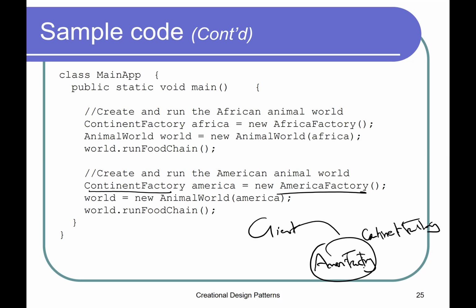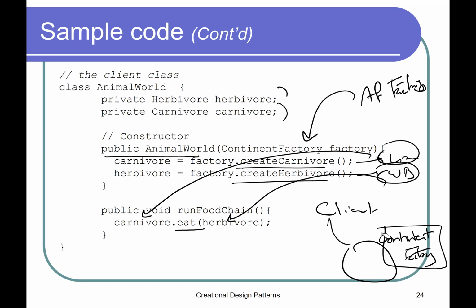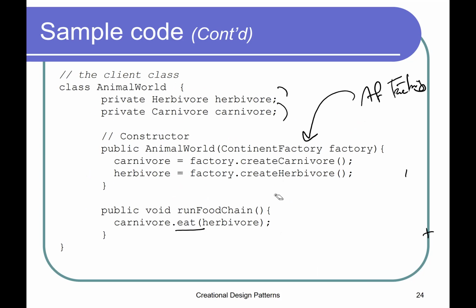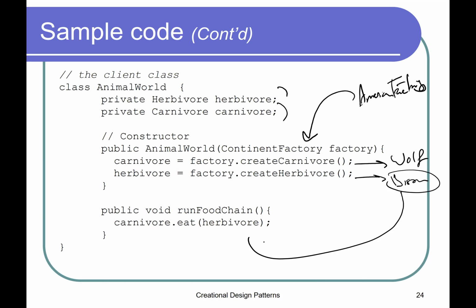And then again, the rest of the code looks exactly the same. All right. So when I execute run food chain, when I tell the constructor to go ahead and create the herbivore and the carnivore, remember what was actually inside is the America one. So this one then ends up producing the wolf, and this one then ends up producing the bison. The bison is that herbivore. The wolf is that carnivore, and so the eat is going to have the wolf eating the bison.